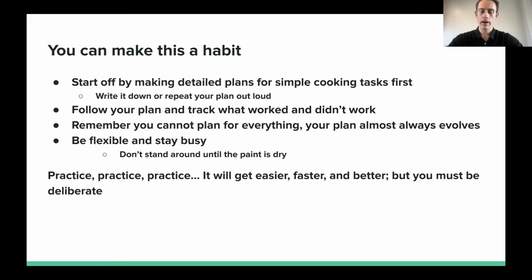And be deliberate about what you're doing with your plans. I want everyone right now to commit yourself to say, I can do this. I am going to make this more of a habit and start doing this because it's going to help me improve my cooking and food preparation skills a ton. So commit yourself right now.